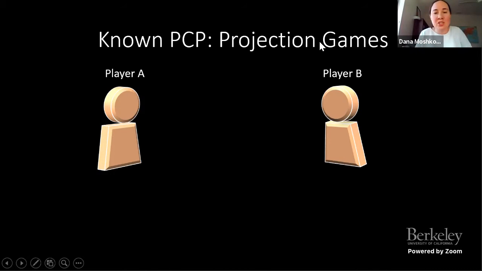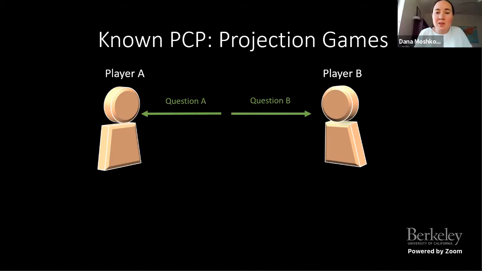Okay, so what's a projection game? So there are 2 players, 2 provers, player A and player B. There is a verifier between them. Those 2 players can agree ahead of time on a strategy, but once the game starts, they can't talk anymore. And the verifier picks some randomness and uses the randomness to ask questions to player A and player B. And those questions are usually correlated questions, right?